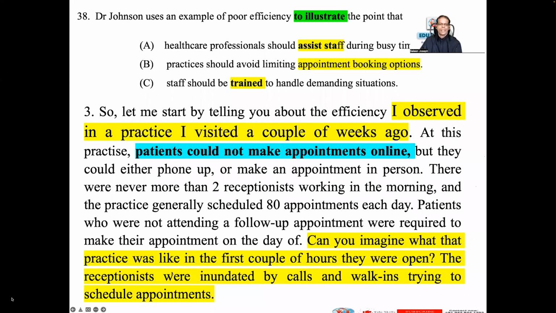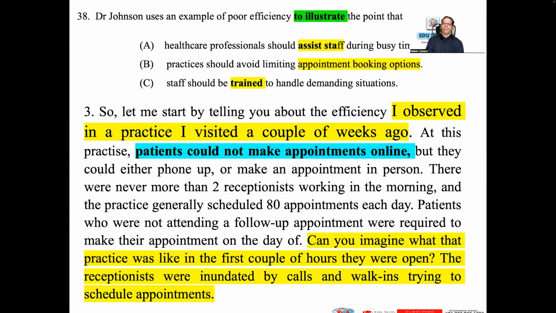Can you imagine what that practice was like in the first couple of hours they were open? The receptionists were inundated by calls and walk-ins trying to schedule appointments. They were terribly struggling because they have to attend the calls. Only 2 receptionists are there. They have to attend the calls and attend the walk-ins, patients, give them bookings or appointments. So it's clearly given. The same thing is explained in the whole paragraph. The whole paragraph focuses on only offline appointments as an example for lack of efficiency.